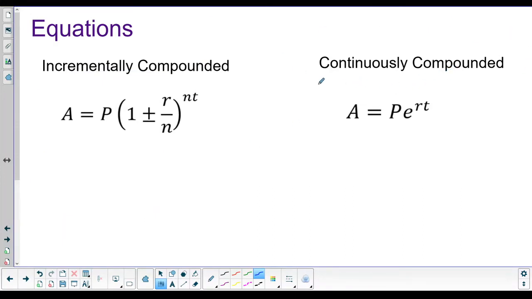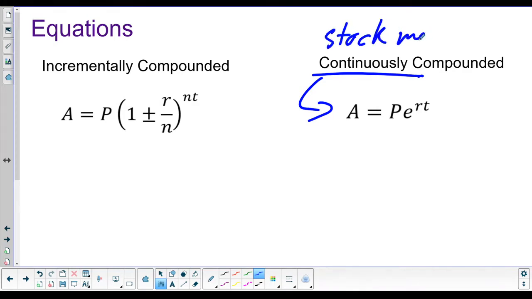We can also compound things continuously. And you're going to say, well, you just said banks don't do that. That's because we can use this for stuff other than money. And there are things in real life where the value does change continuously. You could think of the stock market, right? So if you think about the stock market, if you look at the stocks when it opens in the morning, they're one price.